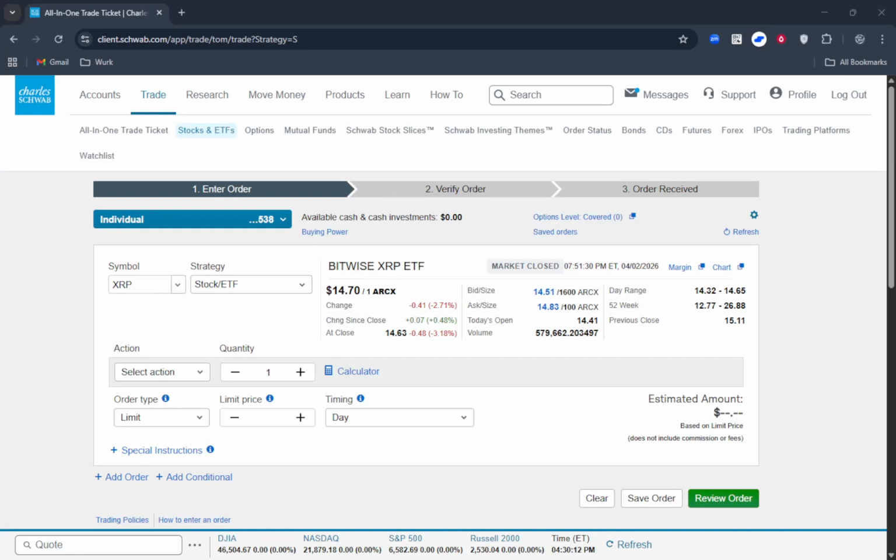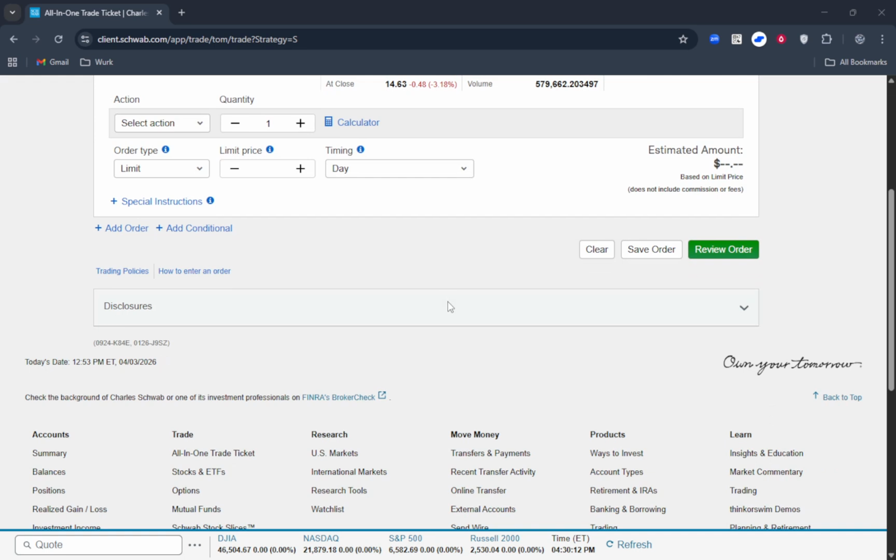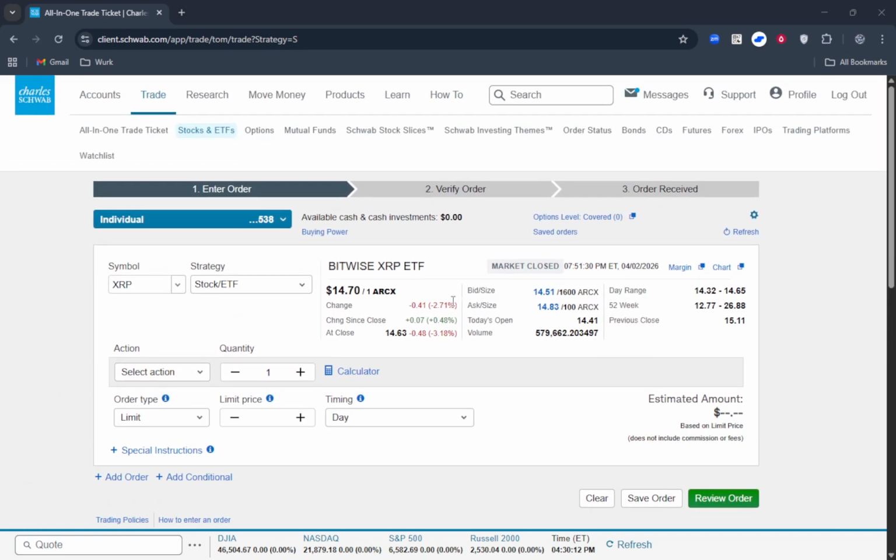In today's video, I'm going to teach you how to buy XRP ETF on Charles Schwab. Good news, as of 2026, multiple XRP ETFs are available in the United States, and you can purchase them directly through a standard brokerage account at Charles Schwab. These funds trade just like regular stocks during market hours.